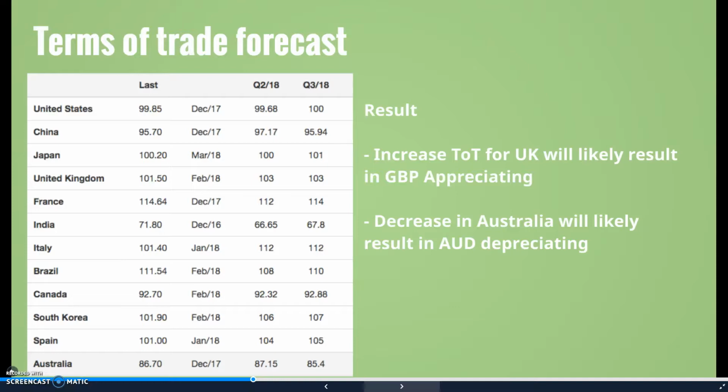As shown, the terms of trade for the United Kingdom are forecast to increase in the short term, therefore showing an improvement. Essentially, this shows that it is likely that the United Kingdom's net exports are rising at a greater rate than its net imports. Likewise, the Australian terms of trade show a decrease in the short term, therefore having the opposite effects. As such, it is likely that this will result in the GBP appreciating in the short term and the AUD depreciating.